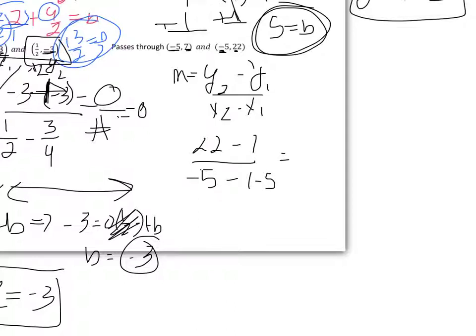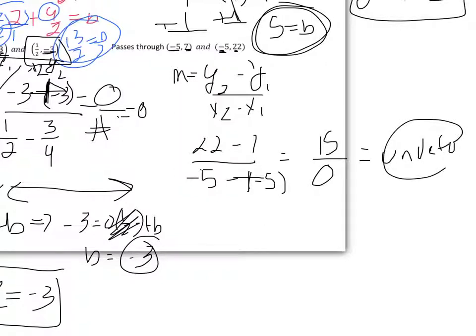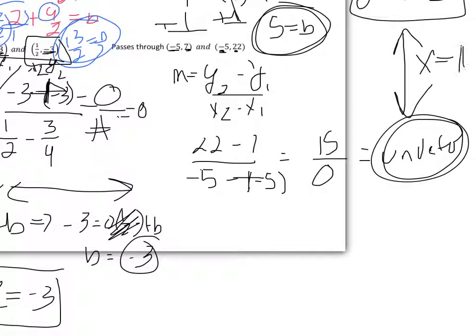22 minus 7 is 15. Now, negative is plus. -5 plus 5 is 0. So 15 divided by 0 is undefined. So the slope is undefined. Now we can't plug this in, but whenever we have an undefined slope, we're talking about a vertical line. Vertical lines always have the equation x equals number. And notice, the x values are the same there, -5. So the equation of this line is x equals -5.